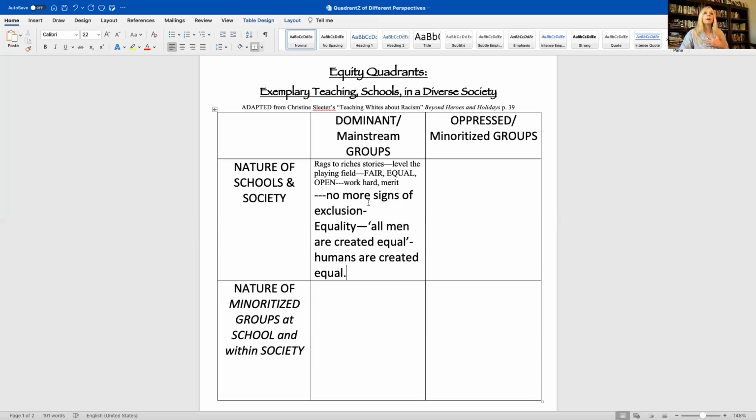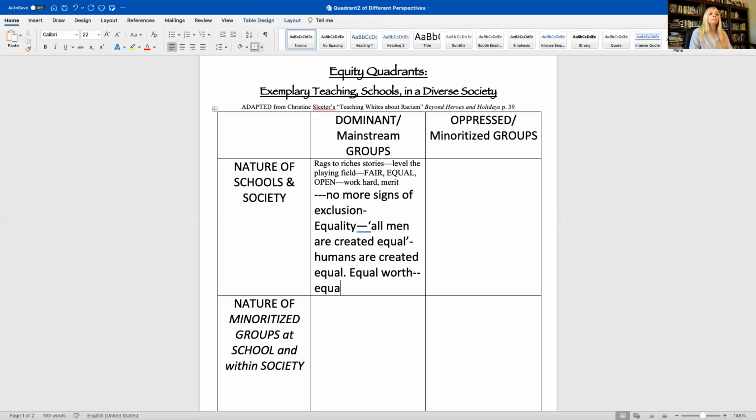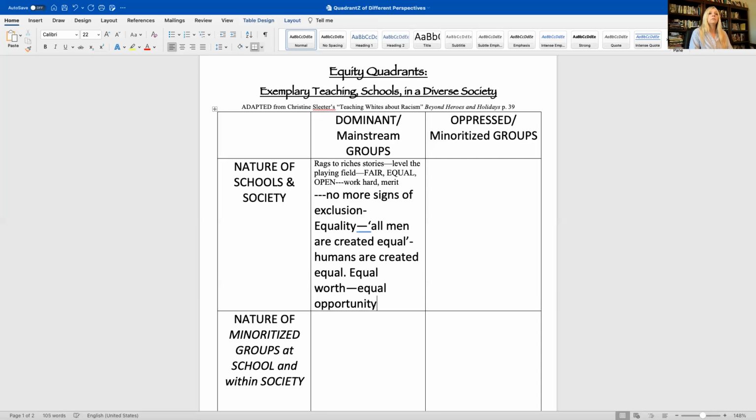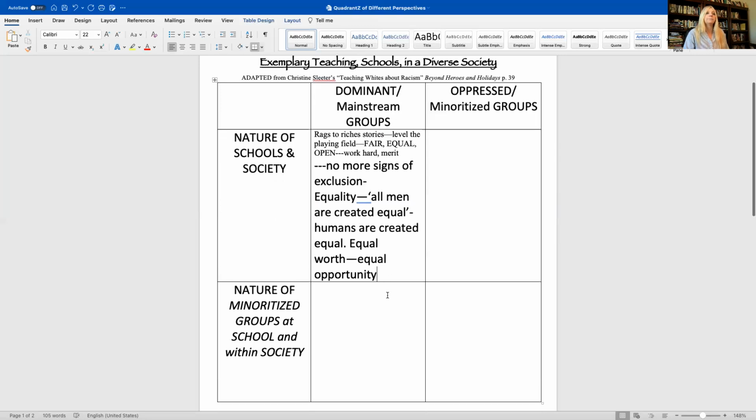I think from the dominant perspective now, most people would tell you that, yeah, it's not just landowning white men, but that human beings are all created equal. So we have this big narrative in the United States about people being equal and having equal worth. And so they need equal opportunity, right? So we believe strongly in that in our society.